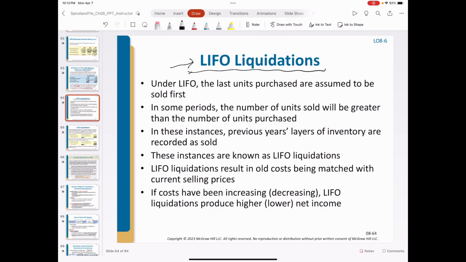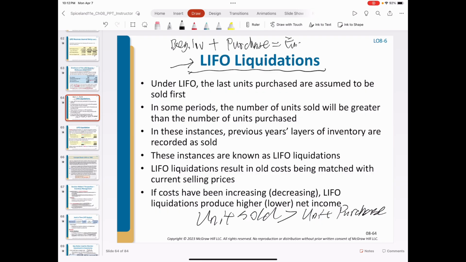And LIFO liquidation happens when the company's units sold are greater than the units purchased. Remember the equation: the beginning balance of inventory plus purchases equals the ending balance of inventory plus cost of goods sold. So if the company has more units sold than purchased, the number of units in ending inventory will be less than the number of units of beginning inventory.